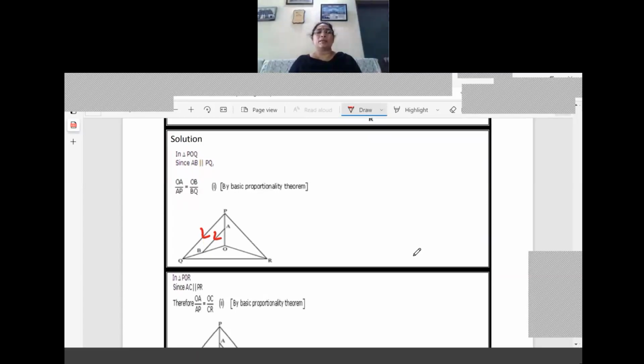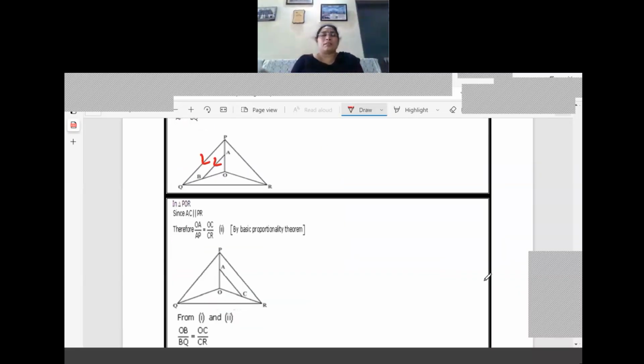Now AB parallel to PQ. What can we write there? OA by AP equal to OB by BQ. I think nothing is difficult. You understood that if the lines are parallel, how to write that one? OA by AP equal to OB by BQ by BPT theorem. Now what is the second parallel line? AC parallel to PR. Here also the second parallel line is marked, right? So what can we write here? OA by AP equal to OC by CR only.